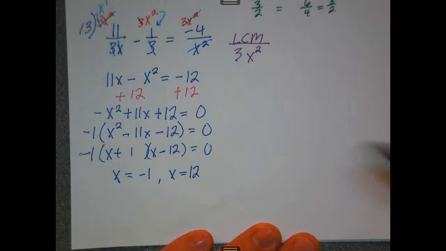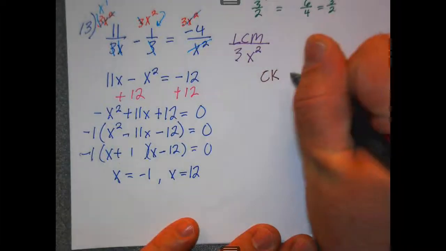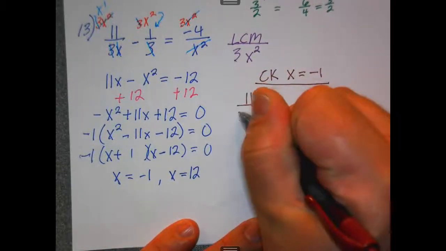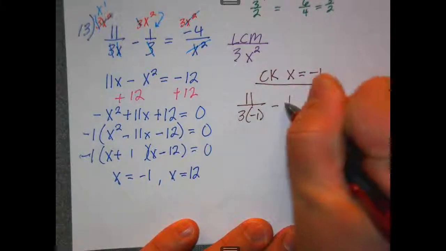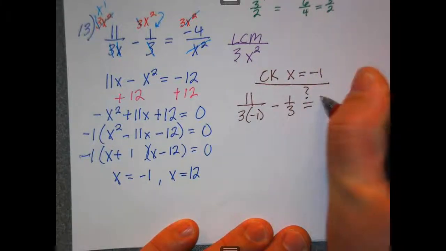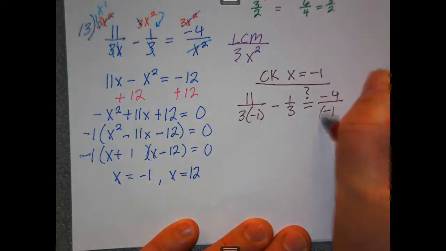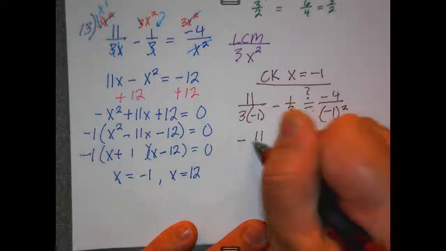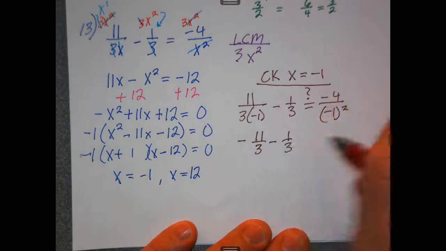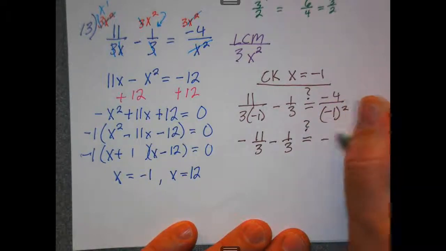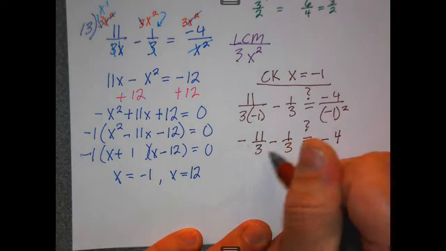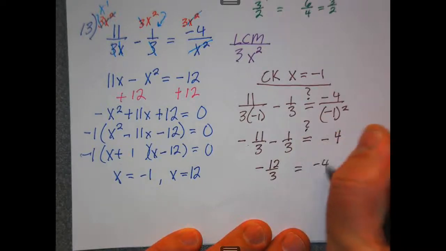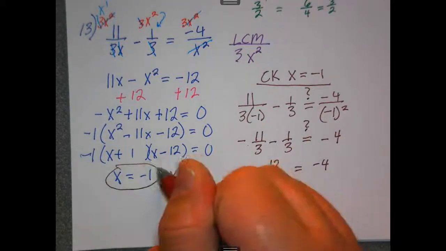Okay, let's see. We need to check x equals -1. 11 over 3 times -1 minus 1/3. Does that equal -4 over -1 squared? The 11 over -3, so I get -11/3 minus 1/3. Does that equal -4? The negative 11 thirds minus a third is -12/3, and that is indeed -4. So -1 works.